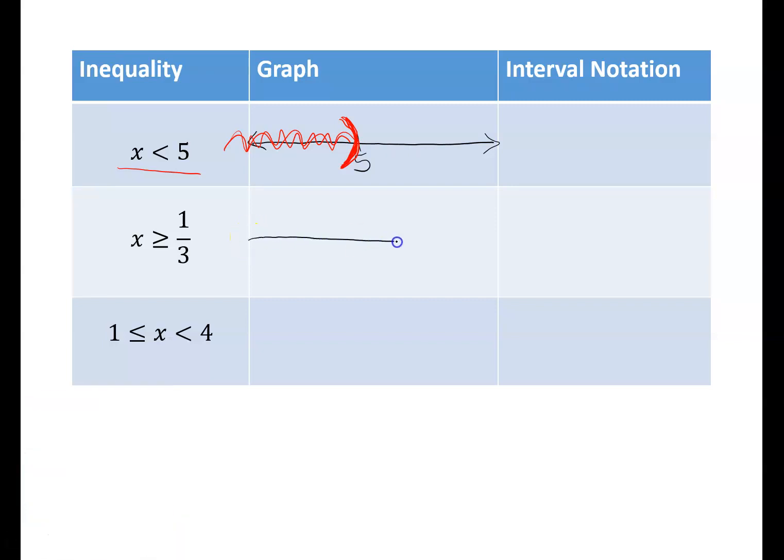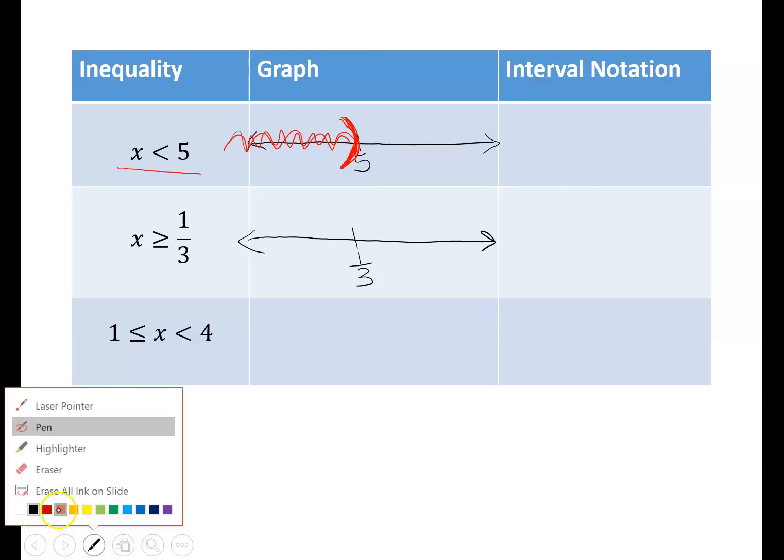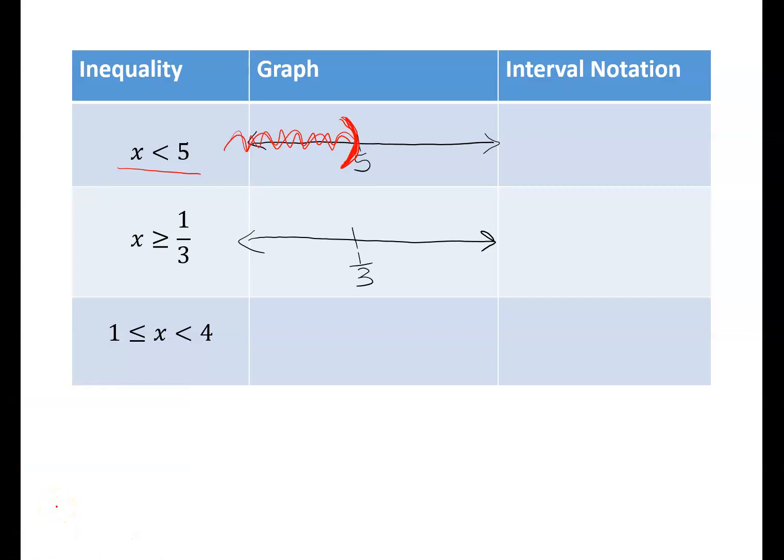So second graph, draw another line with the arrows, put a tick mark in the middle. And this one has a fraction. That's okay, it doesn't matter. You just write that fraction below your tick mark. And I'm going to change colors for the shading. Now, if I read this inequality from left to right, it says x is greater than or equal to 1/3. So the solutions are numbers greater than 1/3, so I'm going to shade those, which would be to the right.